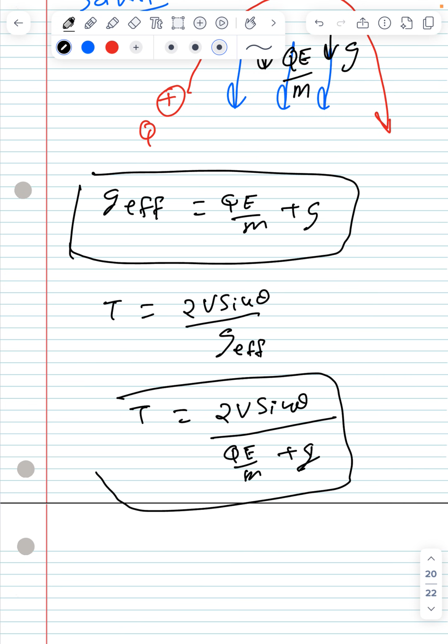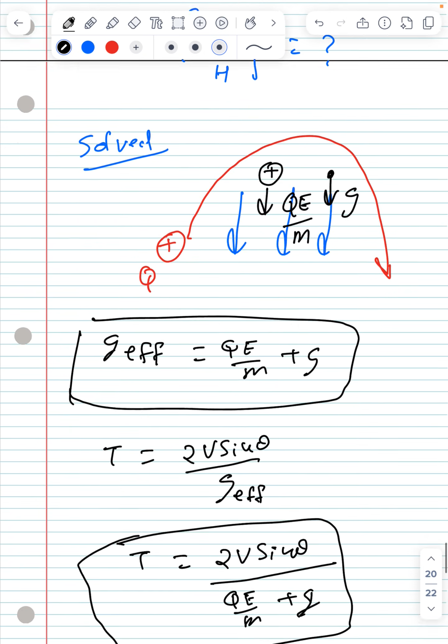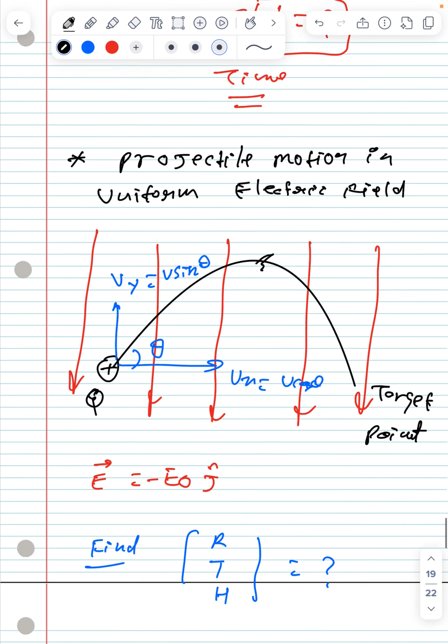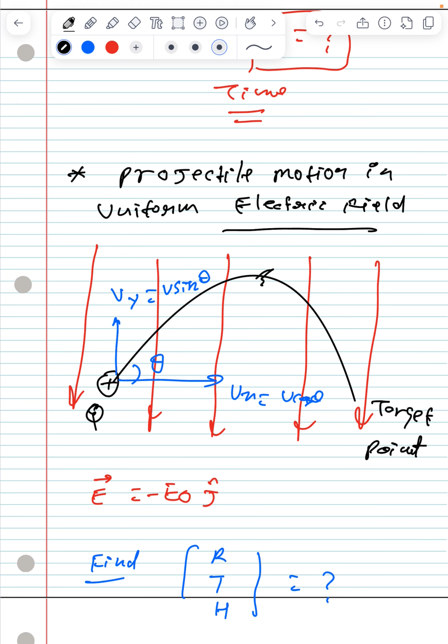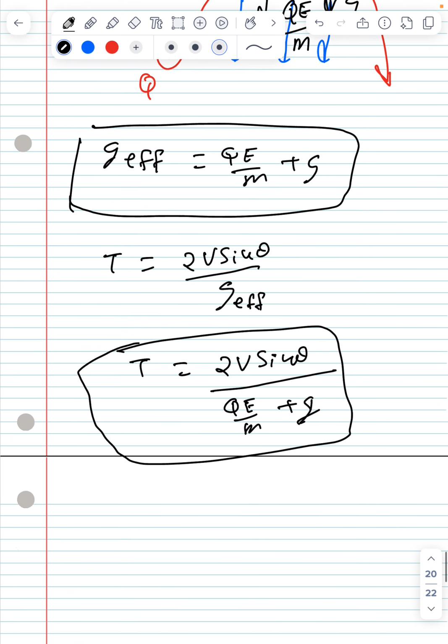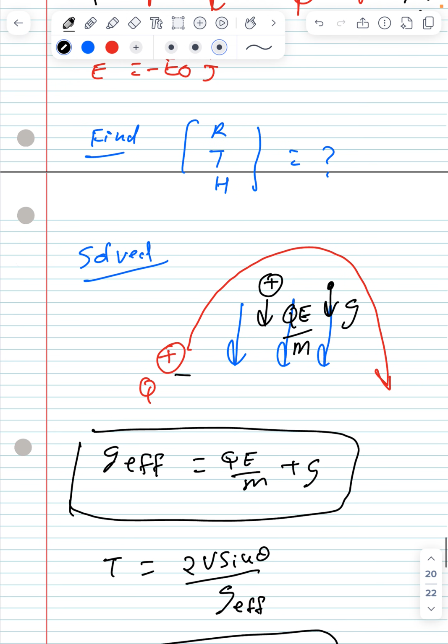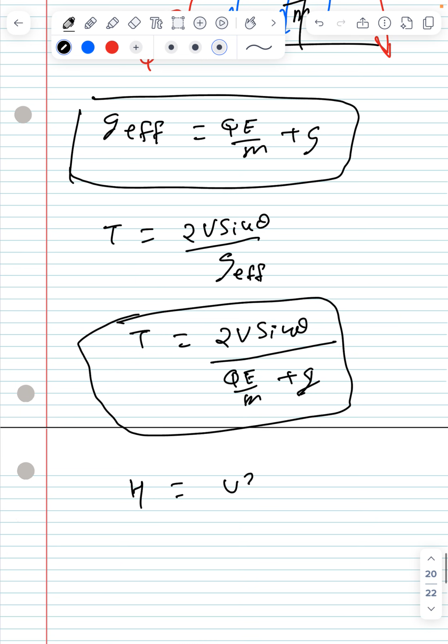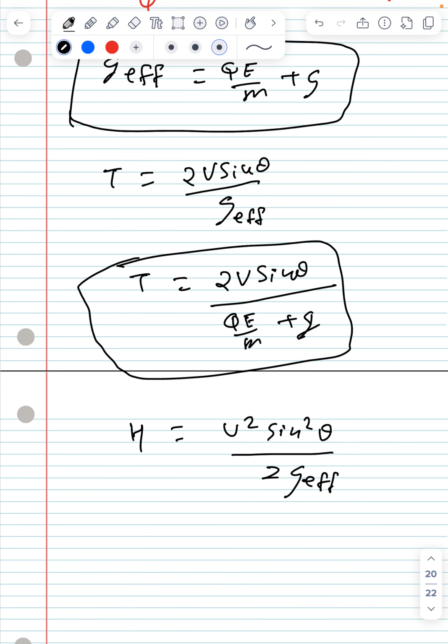And for the calculation of time of flight, t equal to 2u sin theta divided by g, not using only g, using g effective, right, so t equal to 2u sin theta divided by g effective, meaning QE divided by m plus g. This is the value of time of flight of the charged particle when it is projected in a uniform electric field like this, right.